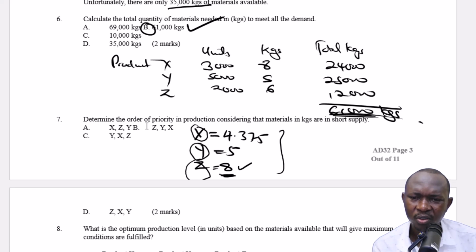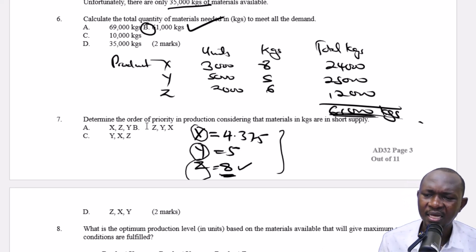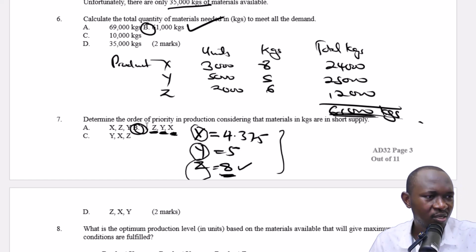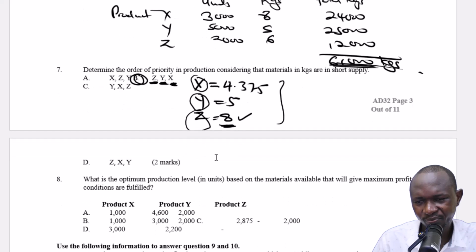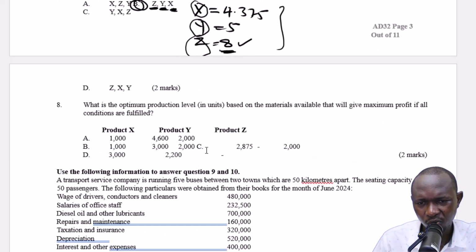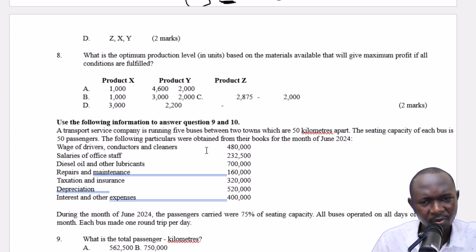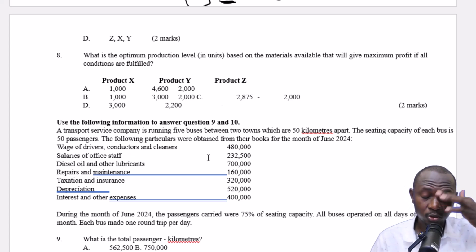So determine the order of priority in production. Consider that materials in kgs are in short supply. We will go for definitely Z first because of the highest contribution, followed by Y, followed by X. I think this question was just that direct. I was trying to overthink, but the question is very straightforward. It doesn't really need a lot. Just use the contribution to arrive at the answer. Some of these questions are very tricky, and you might end up overthinking. So let's go to the next item.